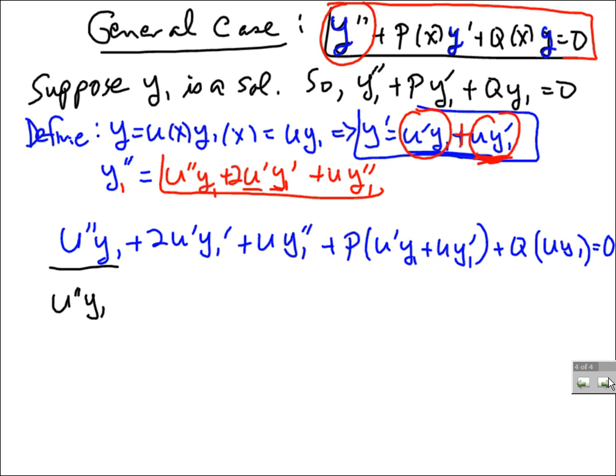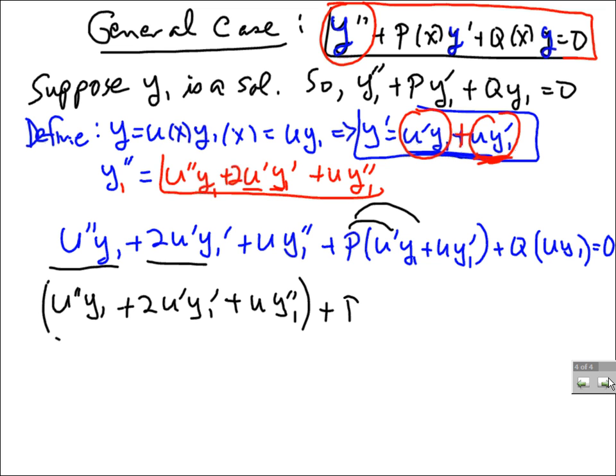u double prime y1 plus 2u prime y1 prime plus u y double prime plus, I'll distribute the p, u prime y sub 1 plus pu y sub 1 prime plus qu y1 equals 0. Okay. I really didn't get much doing that.